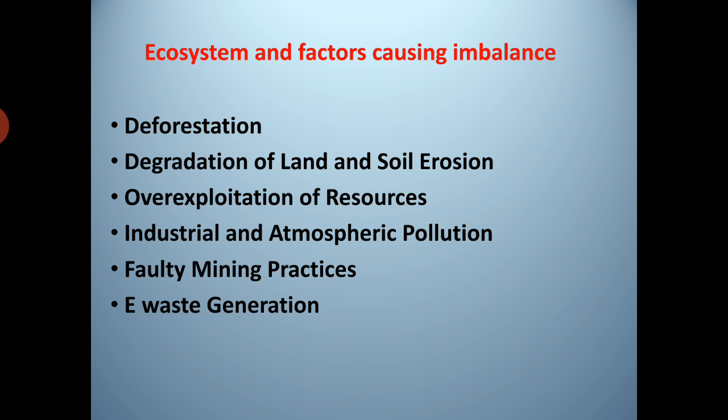Ecosystem and factors causing imbalance. Students, ecological imbalance is caused when natural or man-made disturbance disrupts the natural balance of an ecosystem. Human activities have a direct implication in causing ecological imbalance. Now, the following are the factors that cause ecological imbalance: deforestation, degradation of land and soil erosion, overexploitation of resources, industrial and atmospheric pollution, faulty mining practices, e-waste generation. Now let me explain all these one by one.